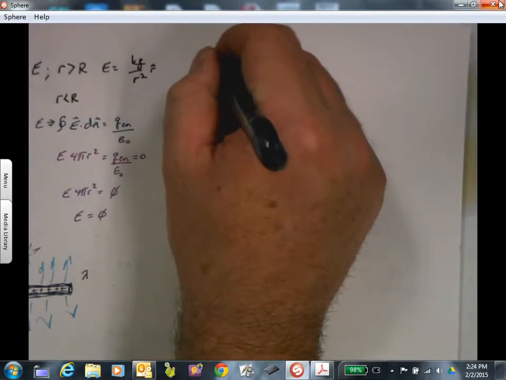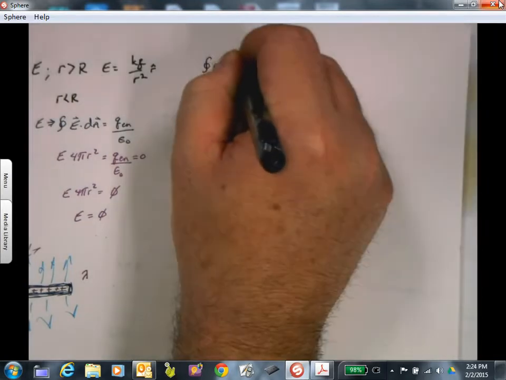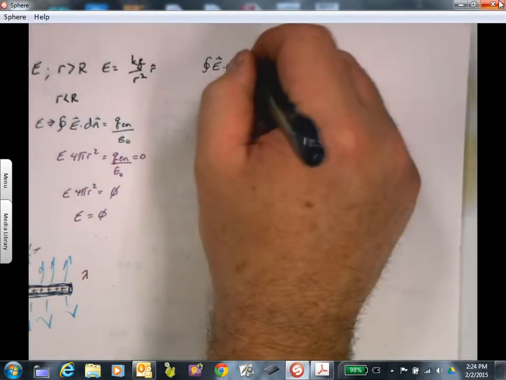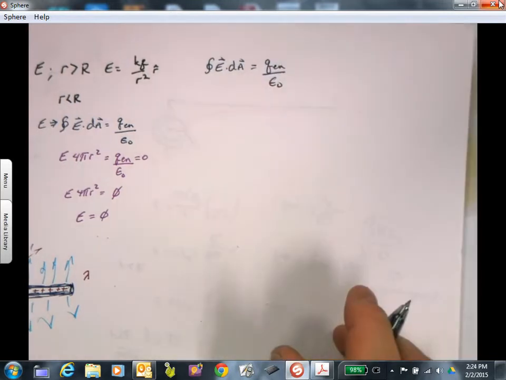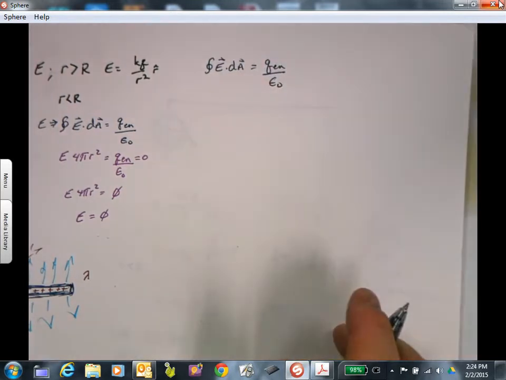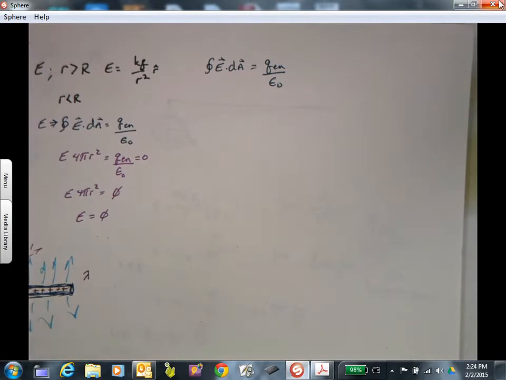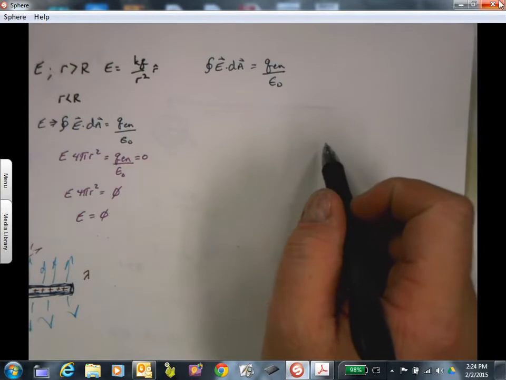Integral of E dot dA equals Q enclosed over epsilon naught. Okay. And remember the cylinder, the reason we have a cylinder, we talk about infinitely long, so we don't have end caps, we're not worried about end caps.